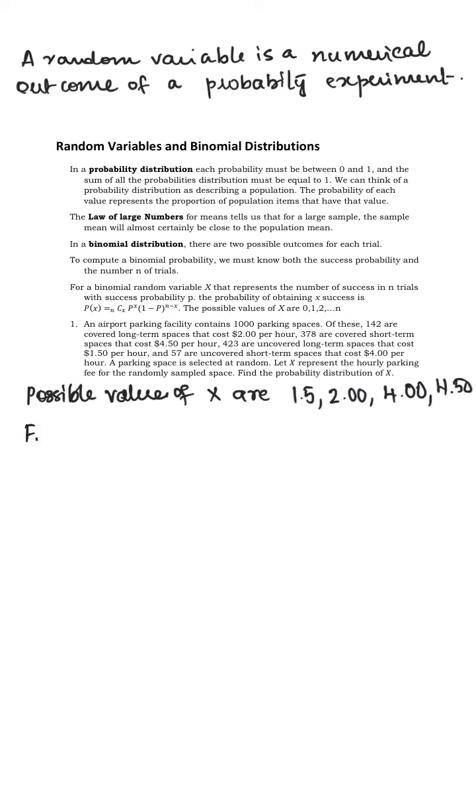Here, possible values of x are $1.50, $2, $4 and $4.50. Find their possible probabilities.